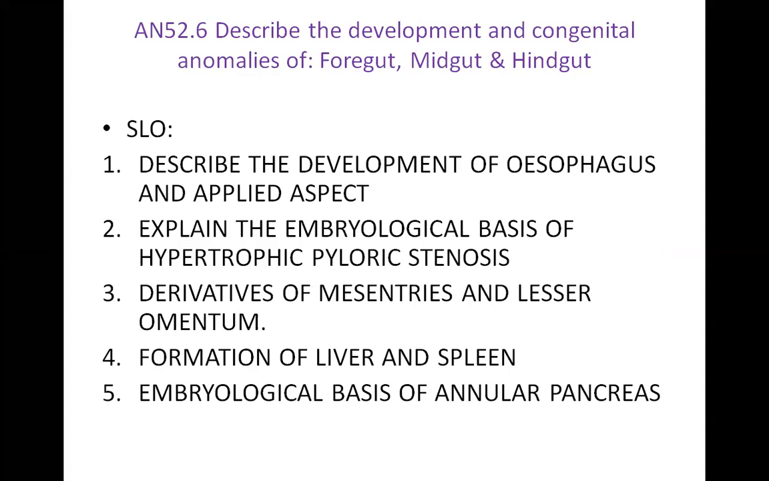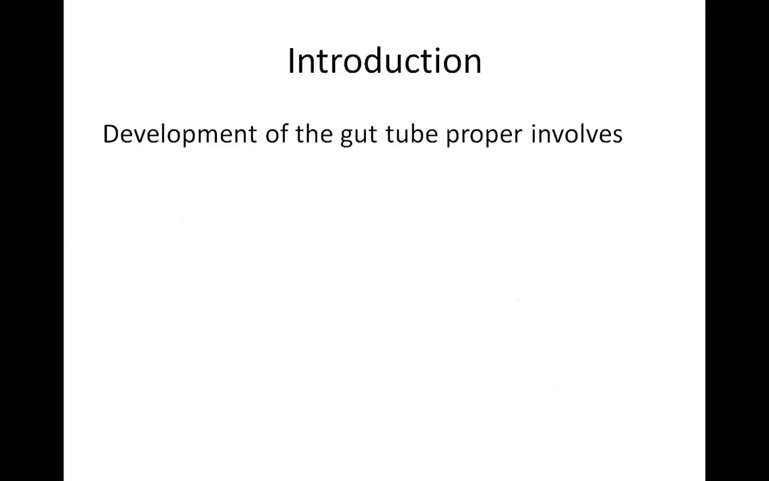and their congenital anomalies. So our specific learning objectives are that you should be able to describe the development of esophagus and its applied aspect, explain the embryological basis of hypertrophic pyloric stenosis. You should be able to enumerate the derivatives of mesenteries and the lesser omentum and how they are formed, formation of liver and spleen and the duodenum, and the embryological basis of annular pancreas.